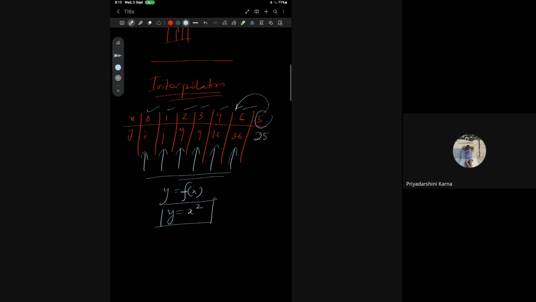So this kind of calculation is basically called interpolation.